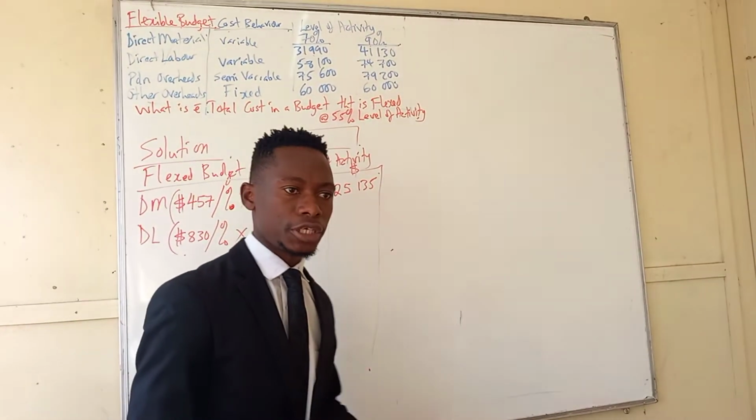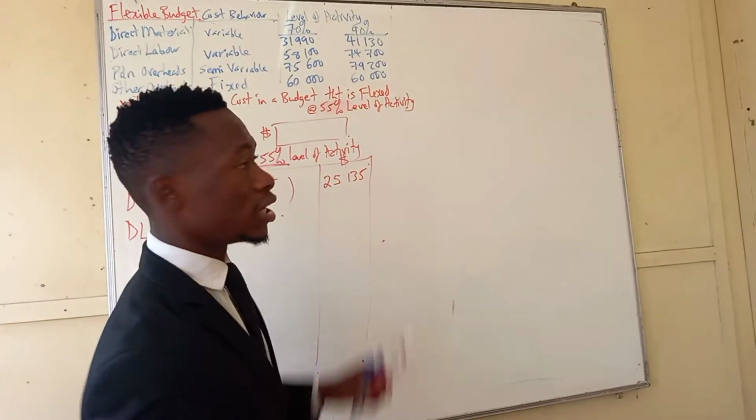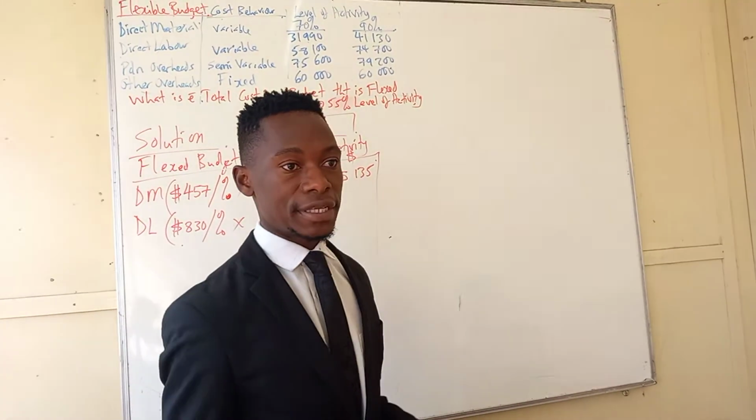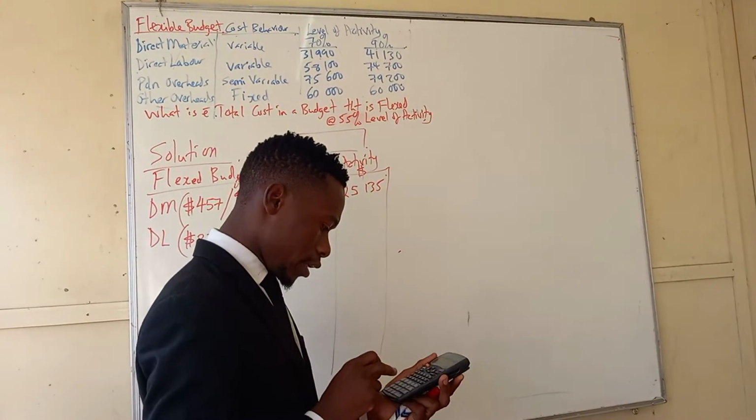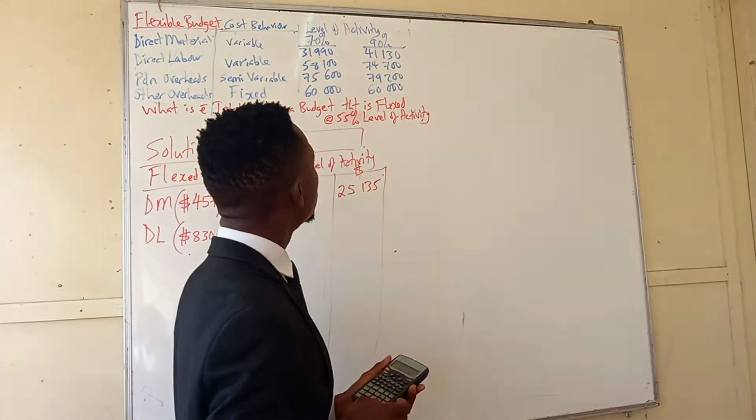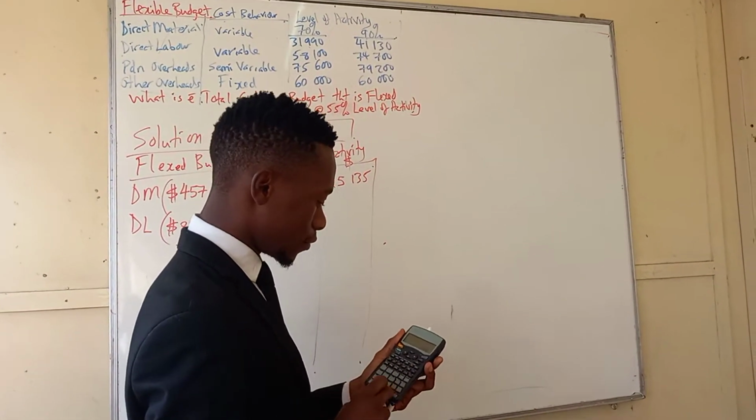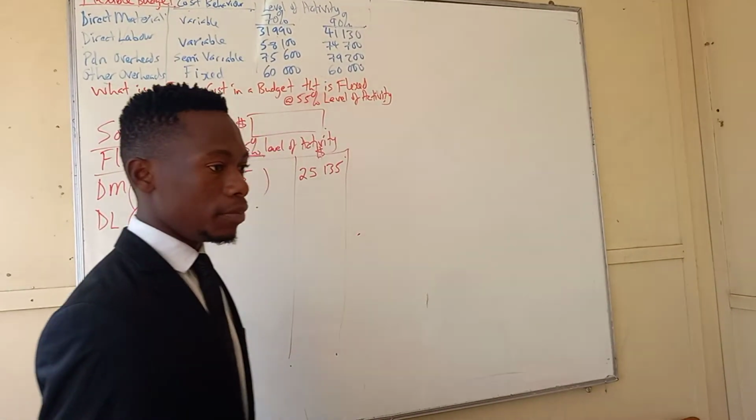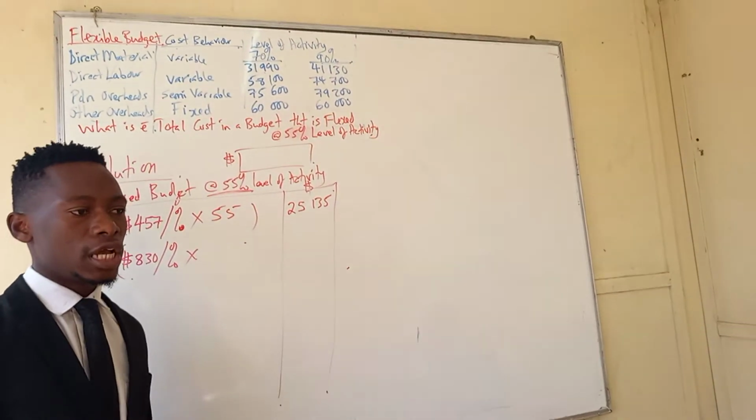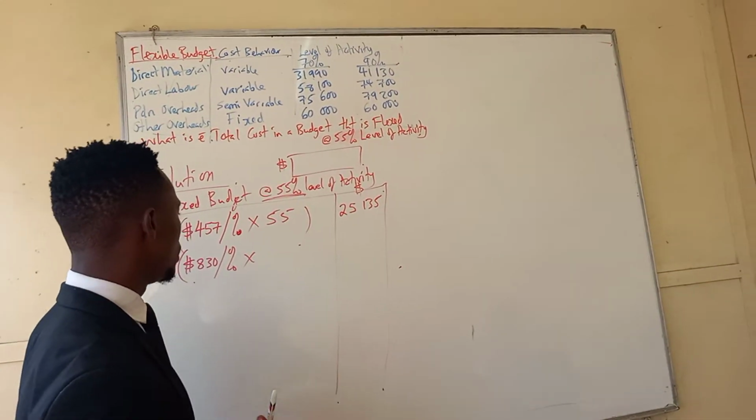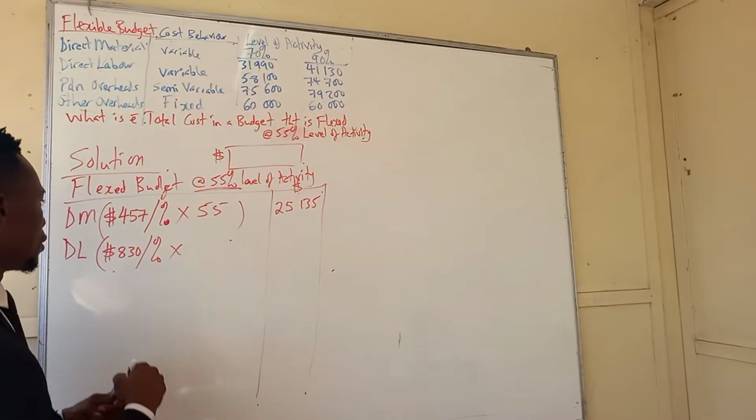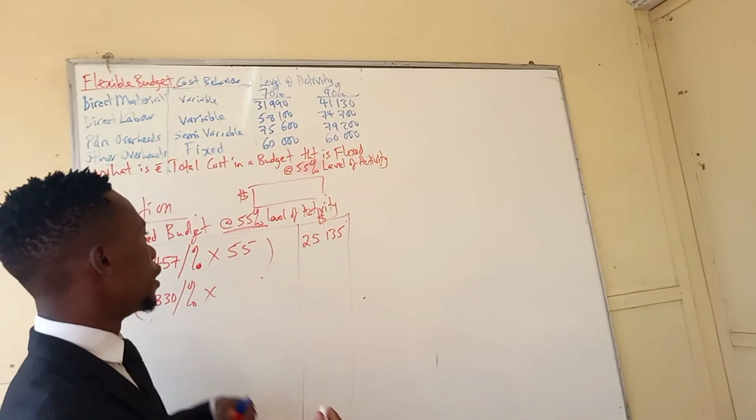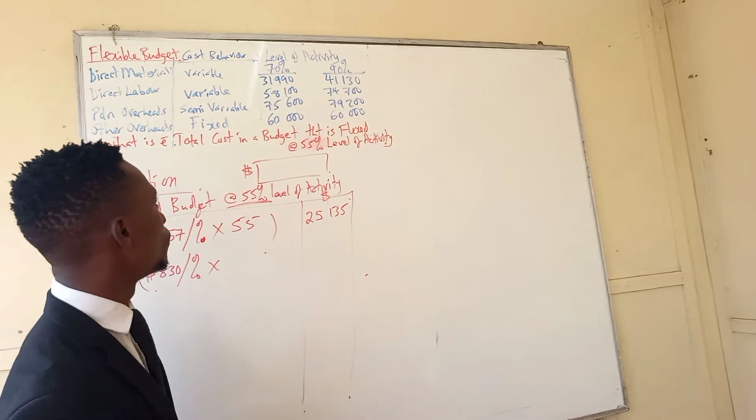as per percentage. Let me just verify, what if I decide to use the cost that I'll incur for 90%? Let me just check. 74,700 over 90. That's 830, right? You still get 830 because it's a variable cost. As long as it's per unit, it is constant. So we are flexing the budget to 55%.